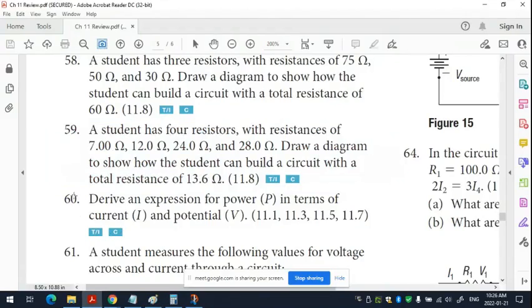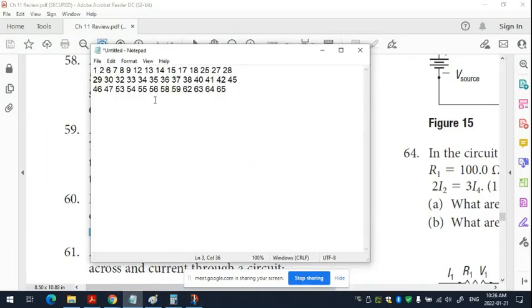Oh, remember we did those yesterday, right? Derive an expression for power in terms of I and V. P equals IV. We did that yesterday. Okay. 59, 62. Everyone, 62.